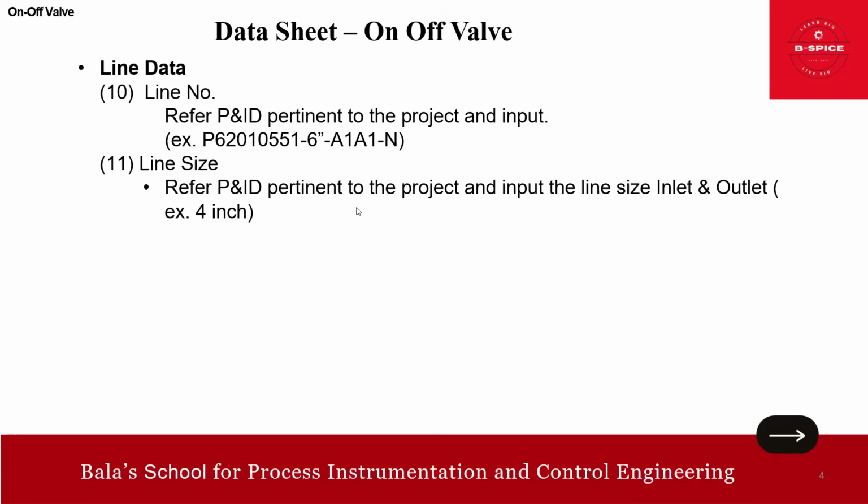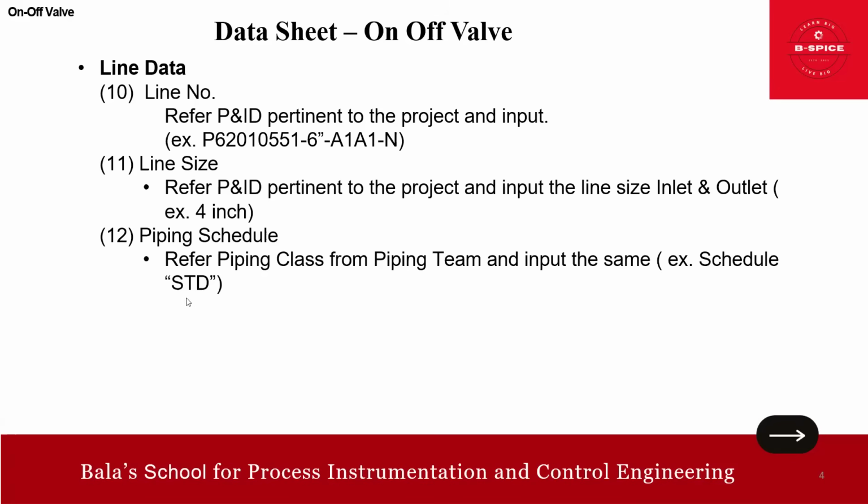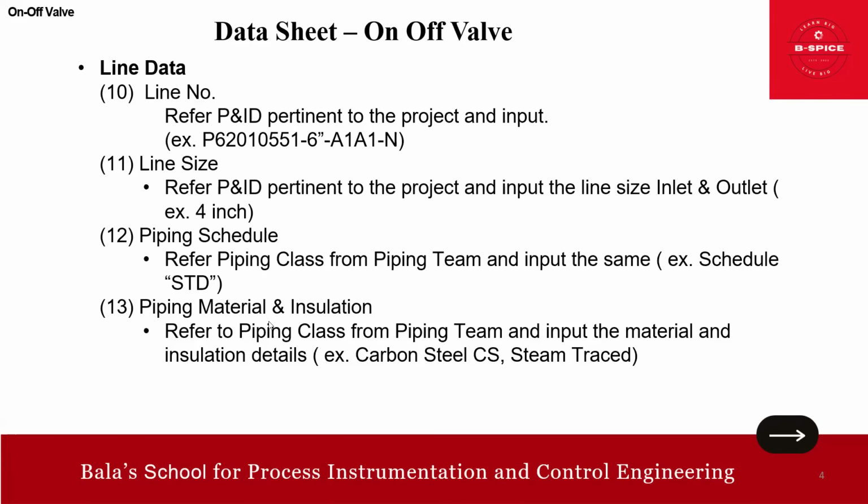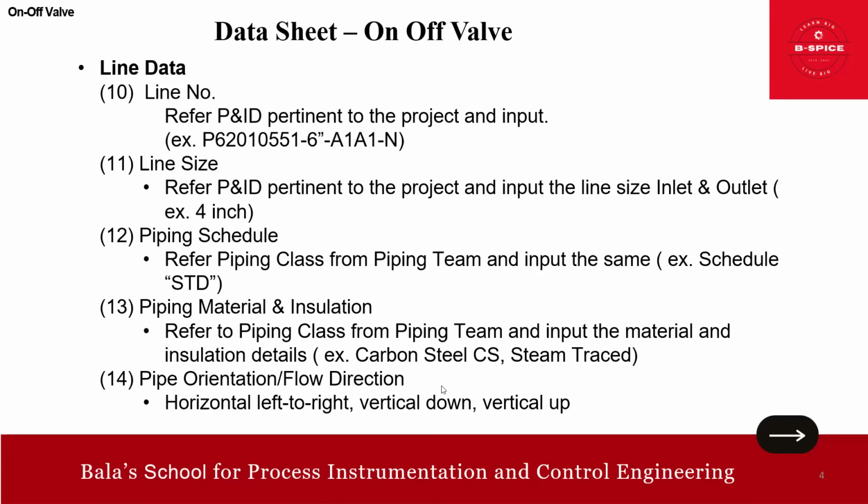And line size, of course, refer to the P&ID and input the line size, inlet and outlet, for example 4 inch. Pipe schedule: you need to refer to the piping spec from the piping team and input it. Then piping material and insulation, you also have to refer to the piping class from the piping team, whether it's carbon steel, or what the tracing insulation is, whether it is steam tracing. Then orientation, of course, you have to get it from the P&ID. You can see vertical, left to right, vertical down, vertical up, all these you have to fill in.